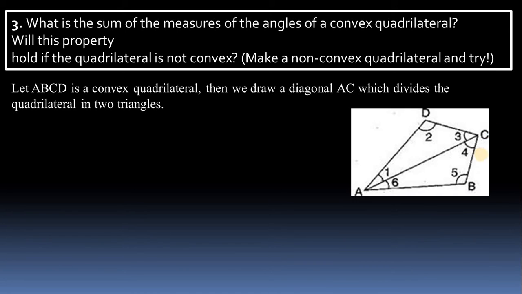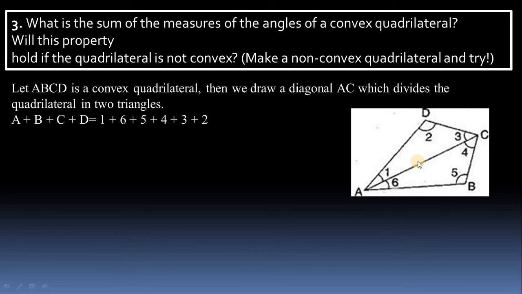So this figure is already given in the question and the explanation is like that. Angles A, B, C, D: all these angles have been given. A is 1 plus 6, B is 5, C is 3 plus 4 and D is 2. So this is the addition of all these, and you have to come closer.